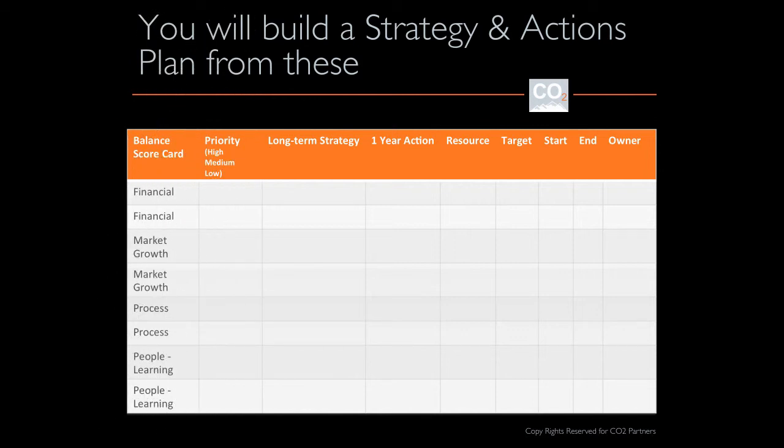From the SWOT analysis, you will narrow your focus through the process of looking for strategies that minimize weaknesses and threats and accentuate the strengths and opportunities and the combination of the sets. You will then select 2 strategies in each of the 4 balanced scorecard categories of financial, market growth, process, and people and learning that align with the vision, mission, and objectives.